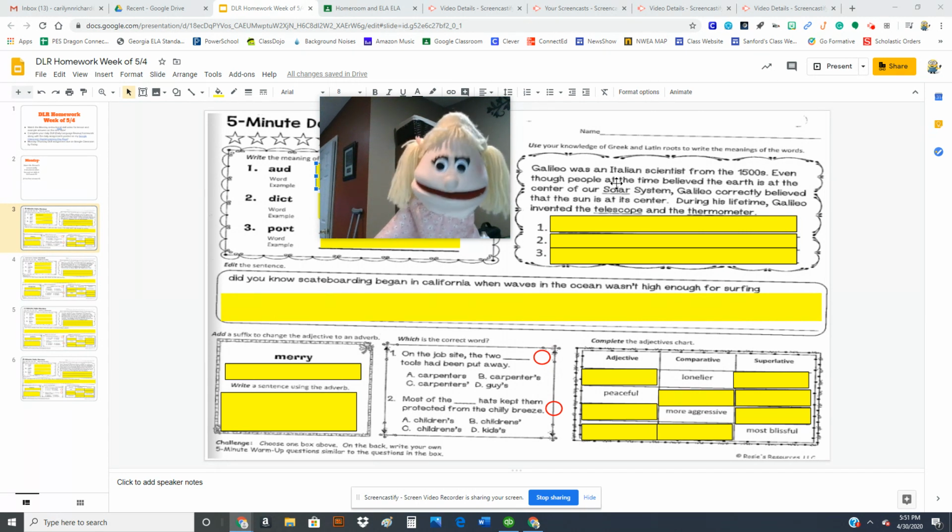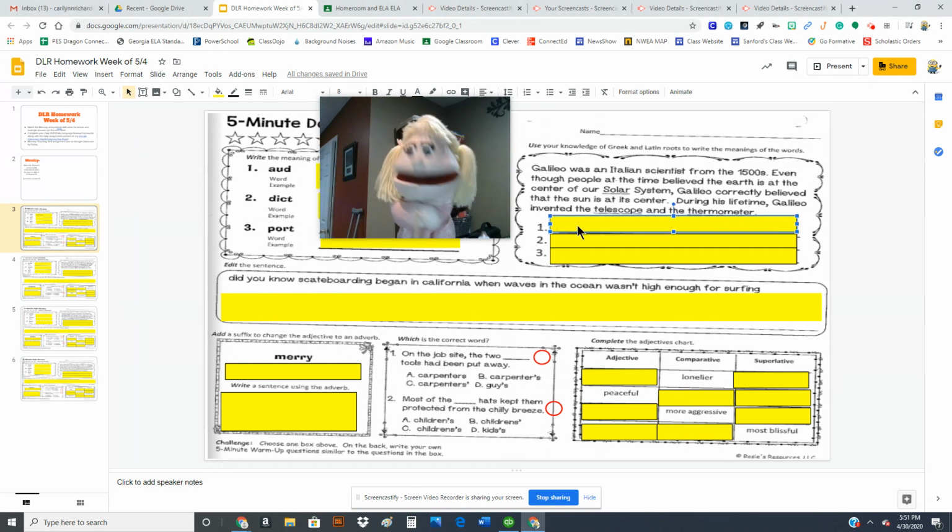So you can see there are 3 underlined words, and what I need to do is write the meaning of the word for each one of them. This first one, solar, has some context clues later in the sentence where it says the sun is at its center. Solar is literally having to do with the sun. Easy. Then you're going to do the next 2, which are telescope and thermometer. You need to write the meaning of that word that has a Greek or Latin root. Awesome.